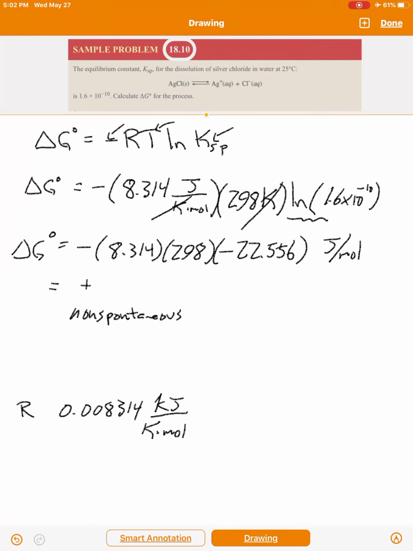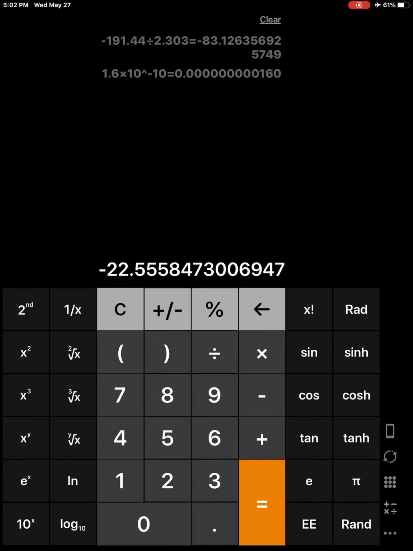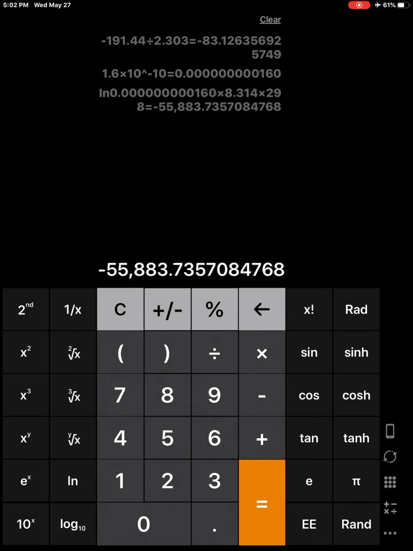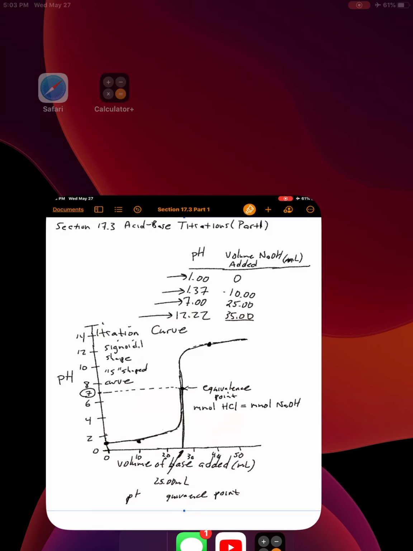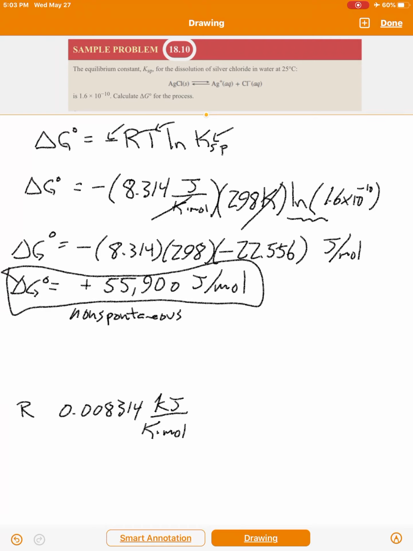Okay, so we've already got the value of ln K right there. So let's just multiply it by the 8.314 and then the 298, and you get 55,883. So I'm going to round that to 55,900. So you get 55,900 joules per mole.